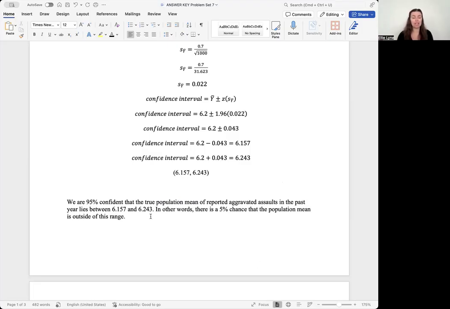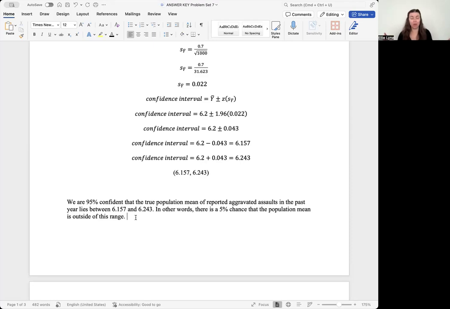Another way to go about stating this, and I wouldn't use this in isolation, your key part here is this first sentence to make sure that you have this part. But to further conceptualize this, you could also think about this in terms of, in other words, there is a 5% chance that the population mean is outside of this range. So think back to the normal distribution or our normal curve, right? The further away we get from our center point of our mean, median, and mode, the less likely or the less probable we are to have a certain outcome.